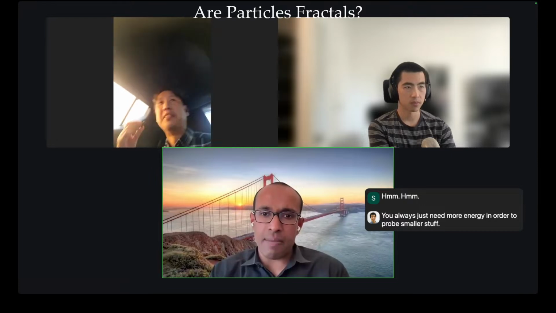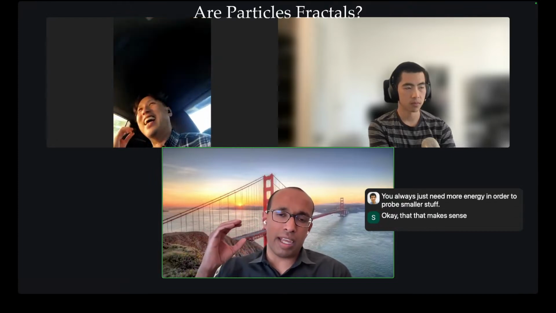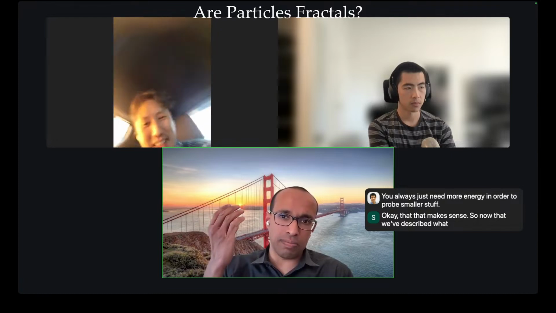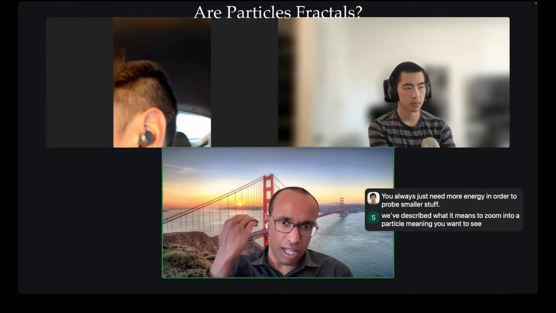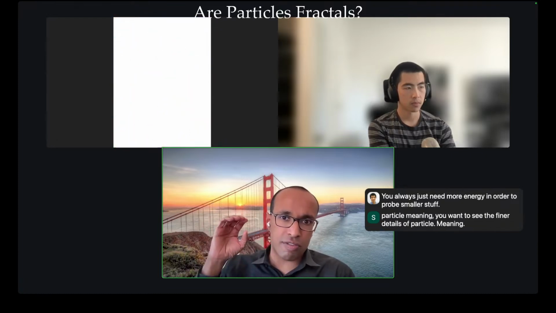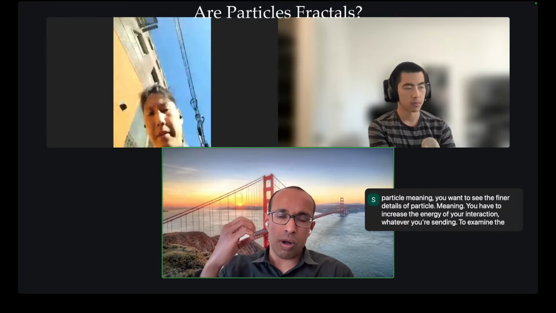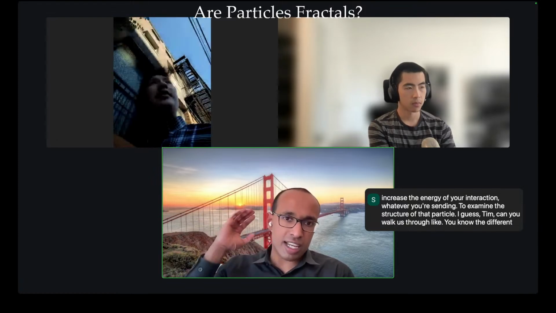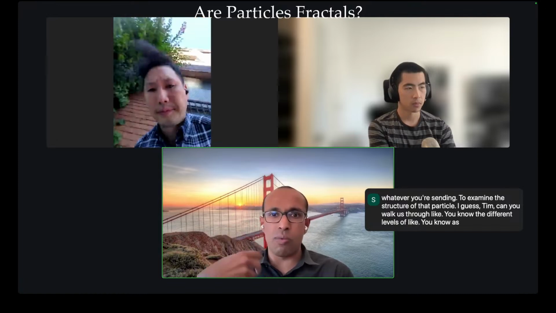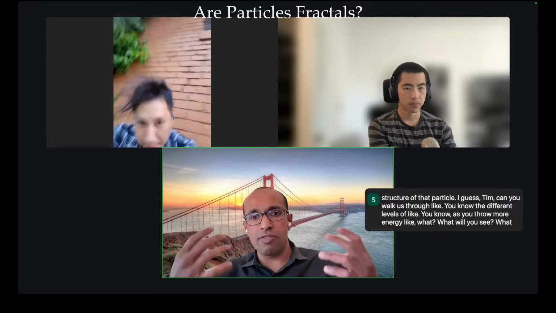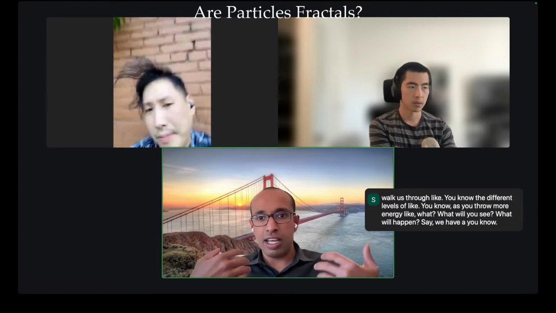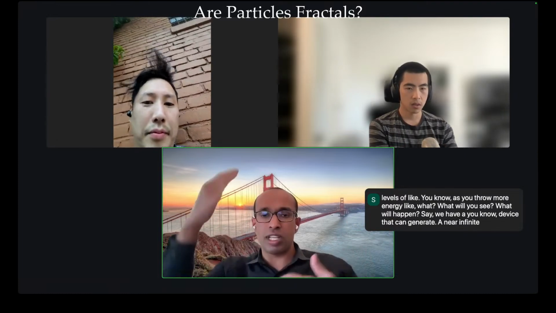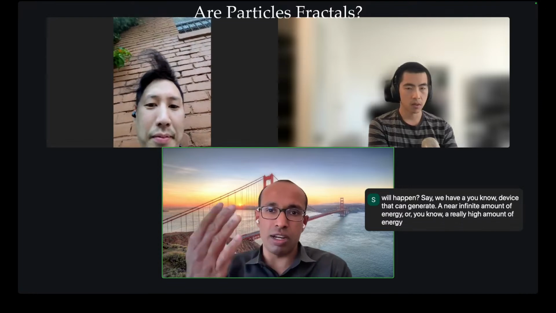Okay, that makes sense. So now that we've described what it means to zoom into a particle, meaning you want to see the finer details of the particle, meaning you have to increase the energy of your interaction, whatever you're sending, to examine the structure of that particle. Tim, can you walk us through the different levels of what you will see as you throw more energy? Say we have a device that can generate a near infinite amount of energy, or not infinite, but a really high amount of energy, much higher than we have right now. What would you expect?